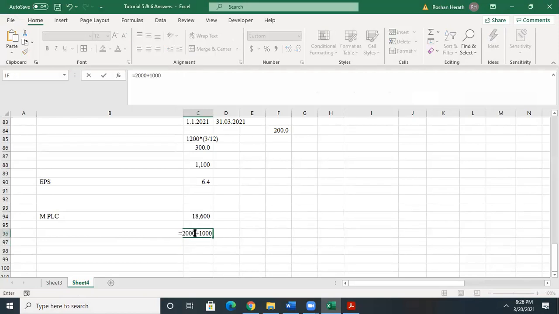2 million shares plus 1 million share issue. So therefore, your earning per share is going to be this much.